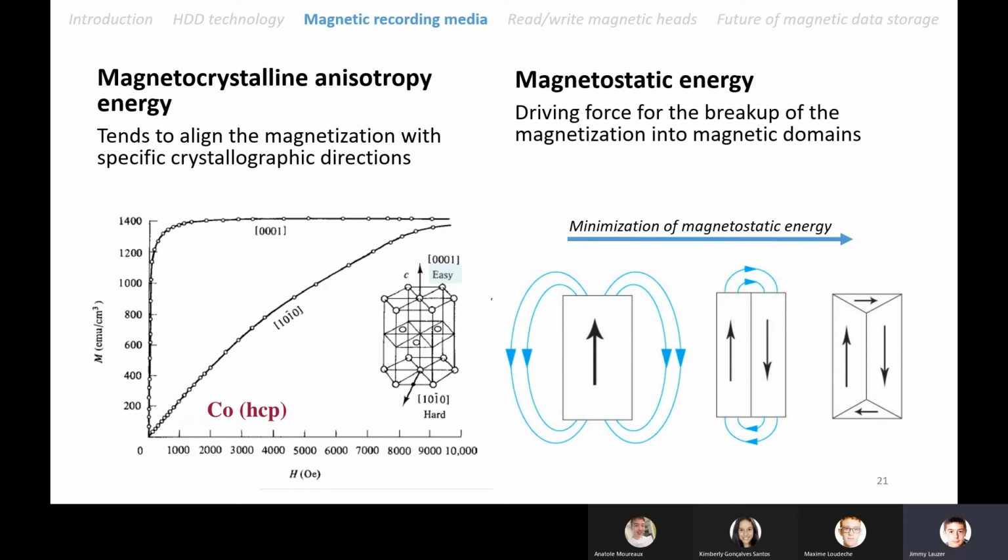Magnetostatic energy is the driving force for the breakup of the magnetization into domains and will be at the origin of a phenomenon called shape anisotropy. Finally, there is the magnetocrystalline anisotropy energy, which translates the fact that it can take more energy to magnetize in certain directions than others. This leads us to our next point, anisotropy.